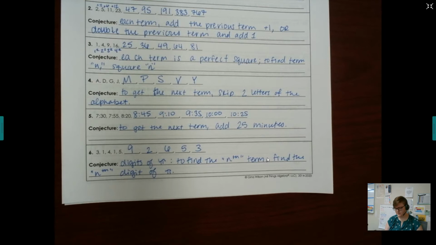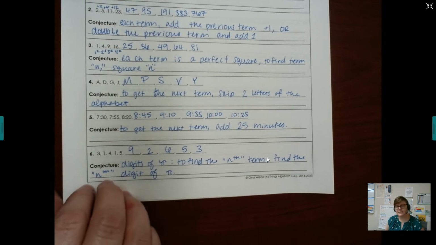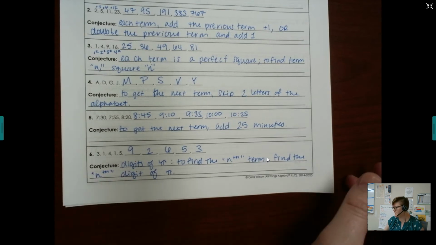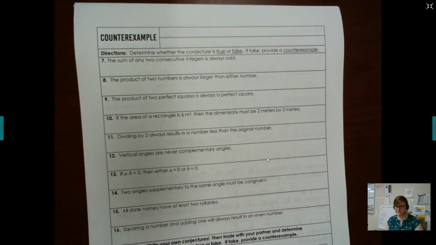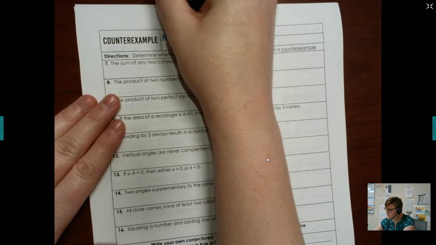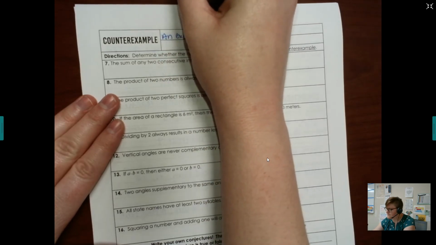Right, so again, that's something you'd have to have sort of the background knowledge for, but we'll try not to give you any that are too tricky like that. We're just trying to get a basic understanding of inductive reasoning and conjectures here. So that is the end of the first page. We're going to flip to the back to talk about counterexamples. So a counterexample is an example that shows a conjecture is false.